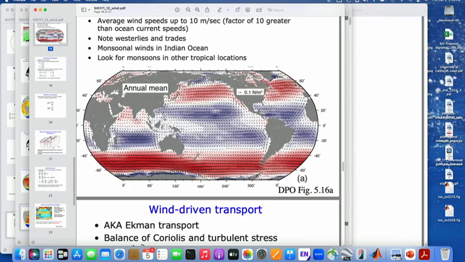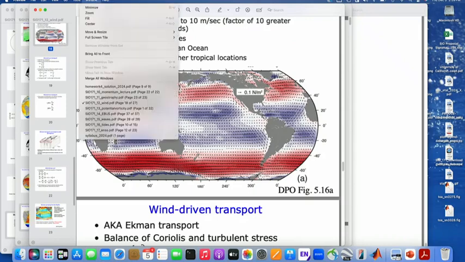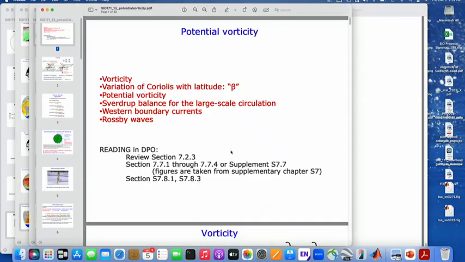Good questions. Okay, let's go on to the next one, potential vorticity.